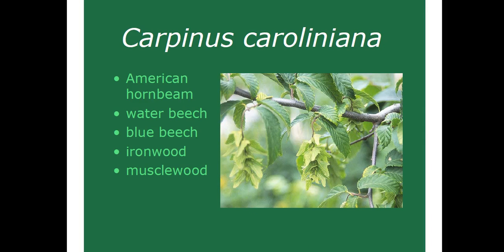Let's take another example, another native tree, Carpinus caroliniana, the American hornbeam. Of course, all these plants have many common names, and this is why we use one scientific name, why we have to memorize it. American hornbeam is also known as the water beech, the blue beech, ironwood, or musclewood.